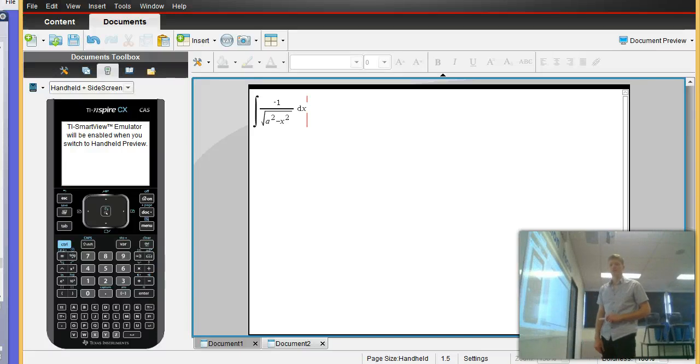CAS is very tricky. Now let's have a look at this integral. Okay, what do you think it might be? Now this is the negative 1 over a square root function. That integral should go to, yes, you're right, it's an inverse cos function.